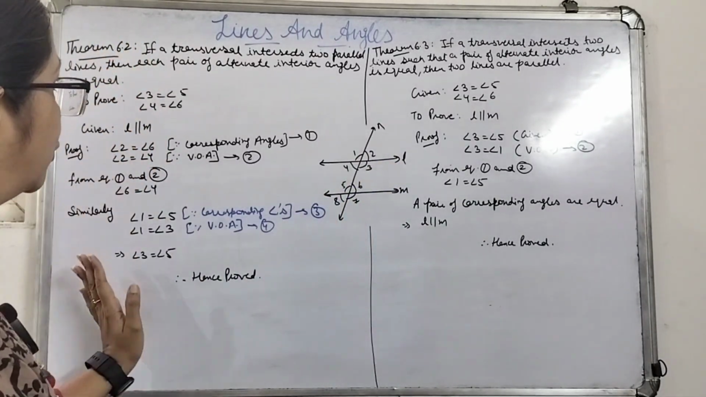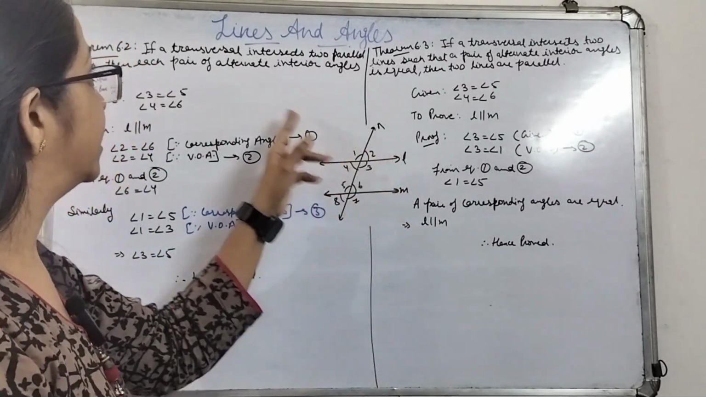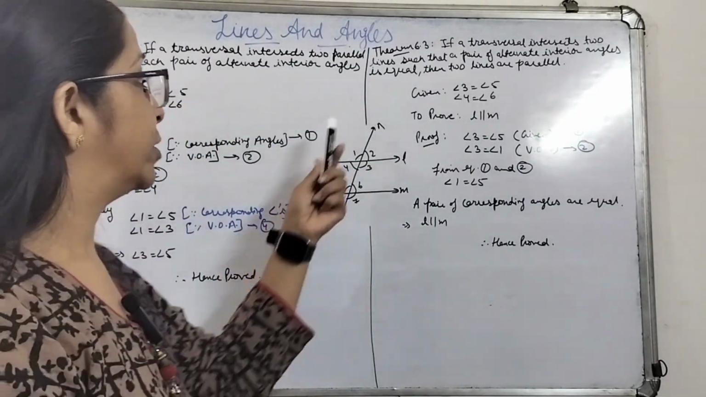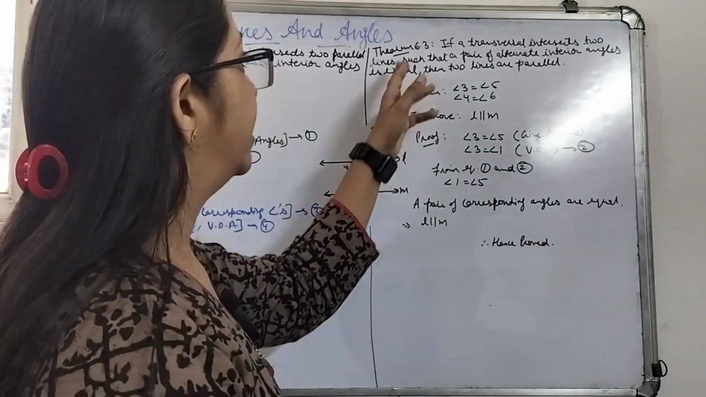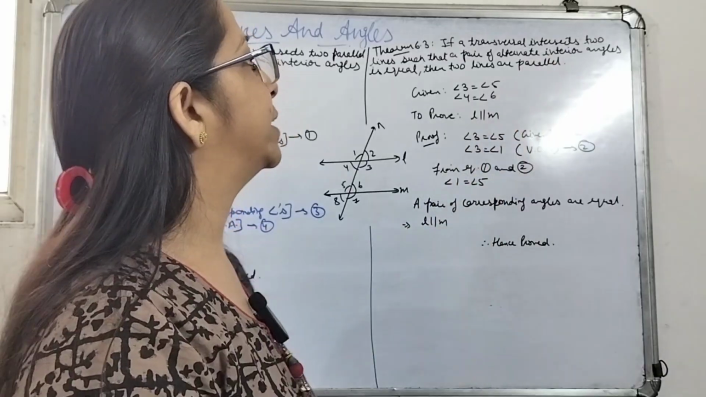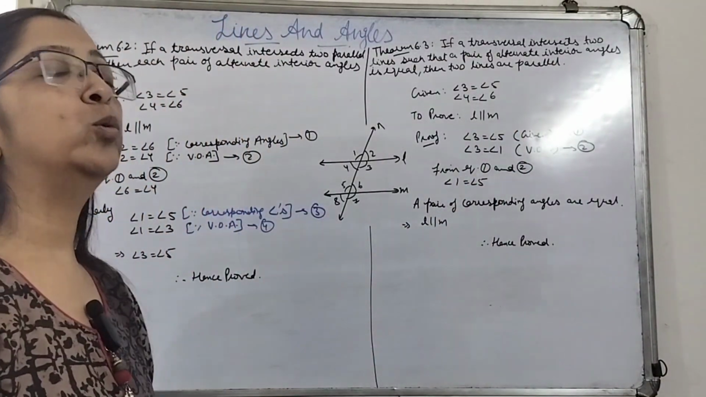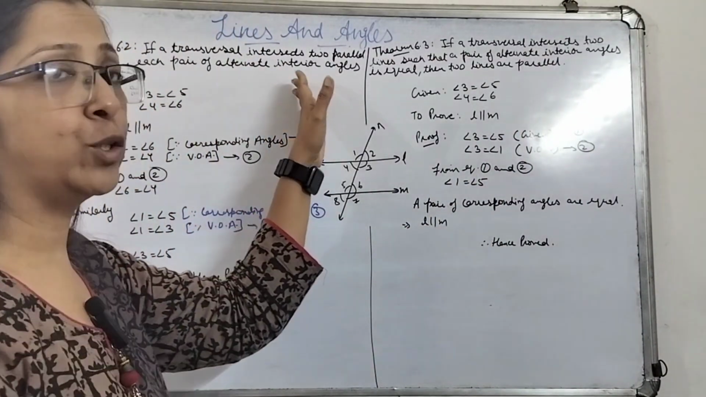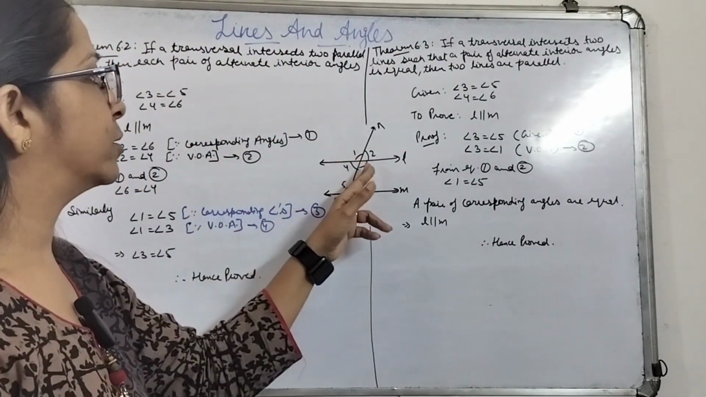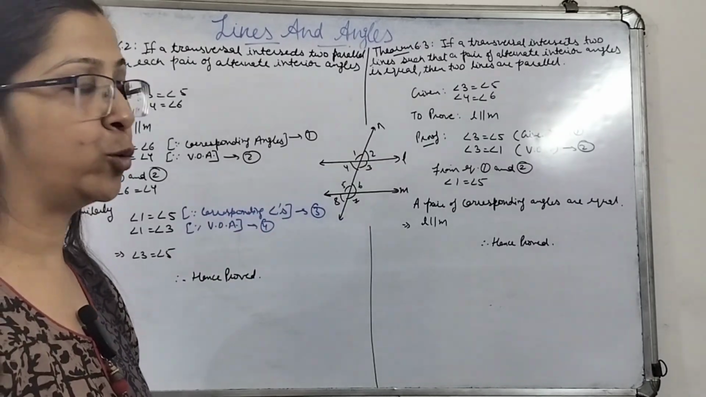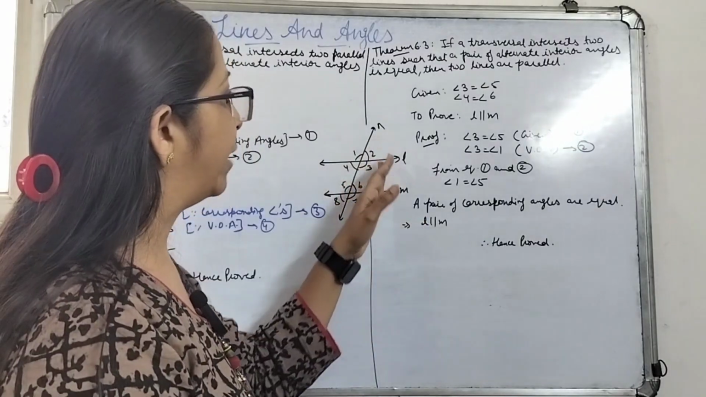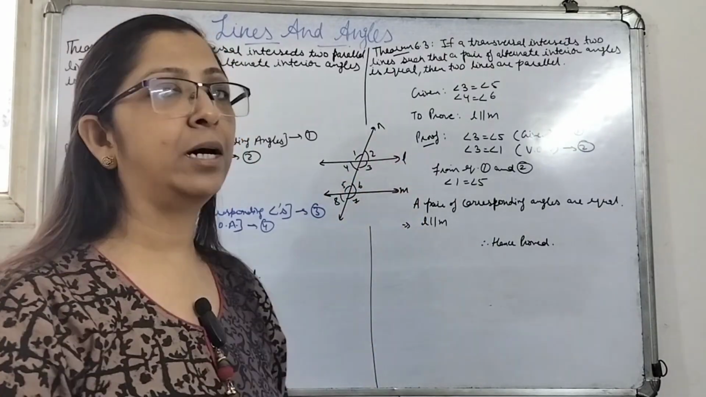So this is how we can prove that if lines are parallel, then the pair of alternate interior angles will be equal. Now the next theorem is theorem 6.3. If a transversal intersects two lines such that a pair of alternate interior angles is equal, then the two lines are parallel. Just the opposite of it. Over here, it was given that the lines were parallel and we were to prove that the alternate interior angles will be equal. Here it is given that the pair of alternate interior angles is equal. We have to prove that the lines L and M are parallel.